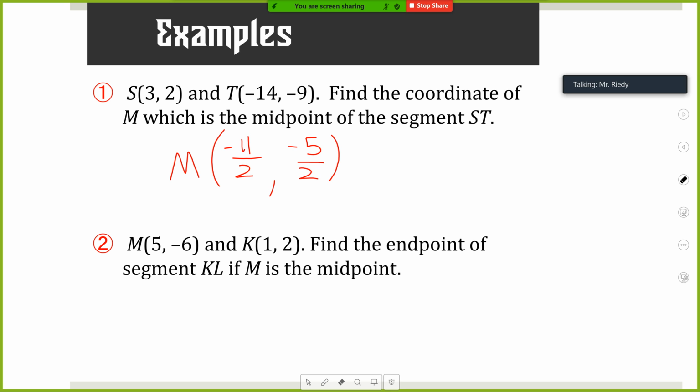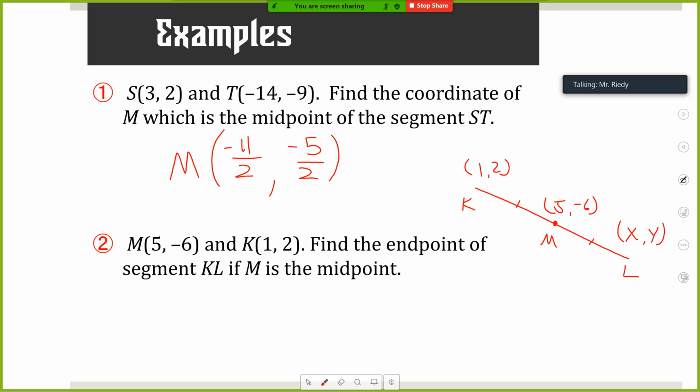Answer, anybody? You guys get it? No? Answers, anybody? Let's see. Take this, and we have K here, we have L here, and we have M there. That's equal to that. I know that M is at 5, negative 6. I know that K is at 1, 2. I'm looking for L, so I'll call that X, Y.